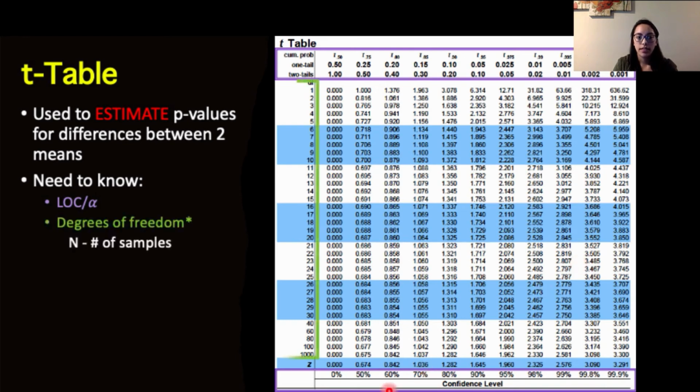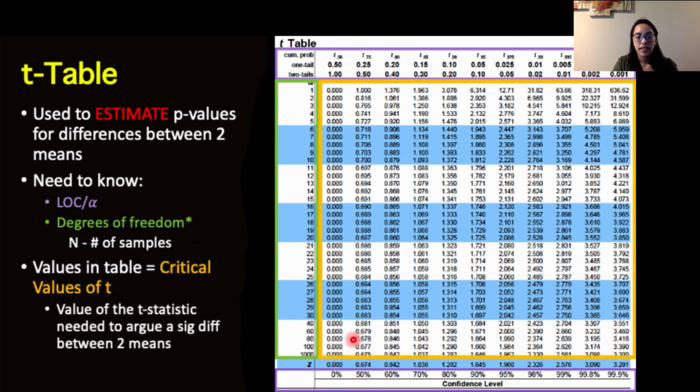The other thing we need to know is the degrees of freedom, which are indicated by the first column in the table. And though I have an asterisk here because we're going to discuss how you do degrees of freedom on the next slide, it differs between independent and paired sample t-tests because of how we collect samples. But generally the rule of thumb is n, which is your sample size, minus the number of samples that you've collected.